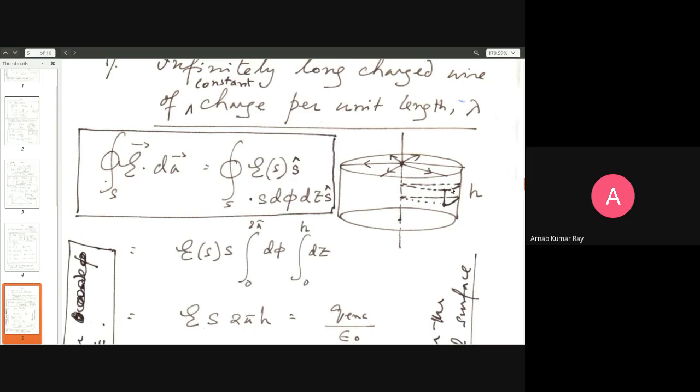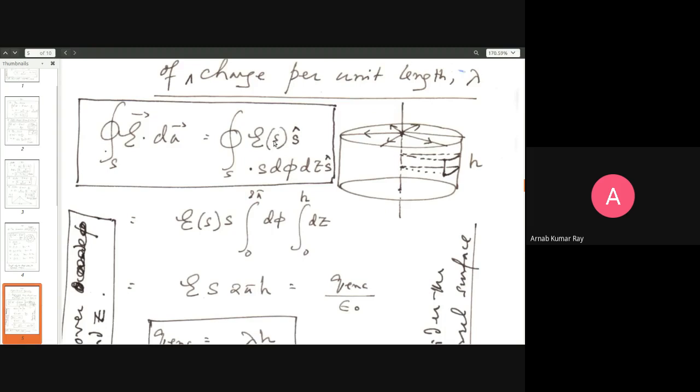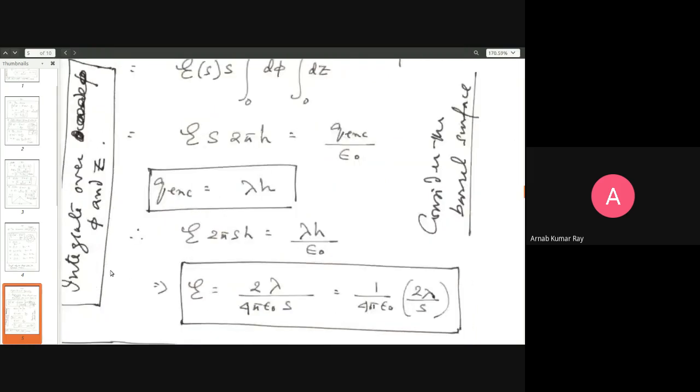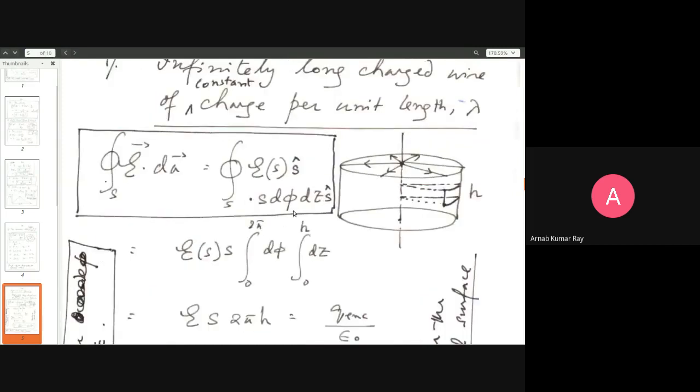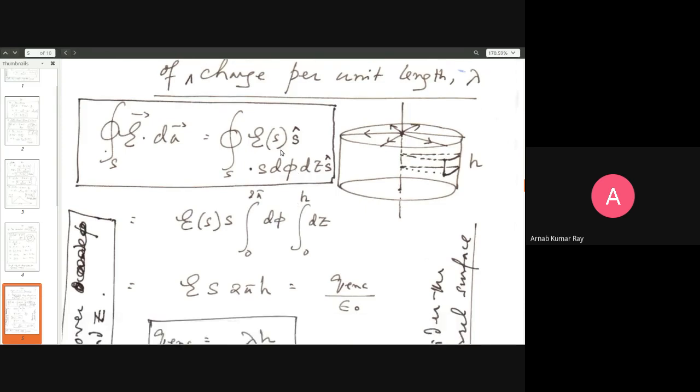Okay. What about the area of this window? The area of this window is S dφ dz S cap. So this integral is over φ and z, as has been written over here. If that is so, then anything that depends on S will come out of the integral. S cap dot S cap will of course be equal to 1. And so the integral will be E_s into S outside. Then you have dφ and dz.